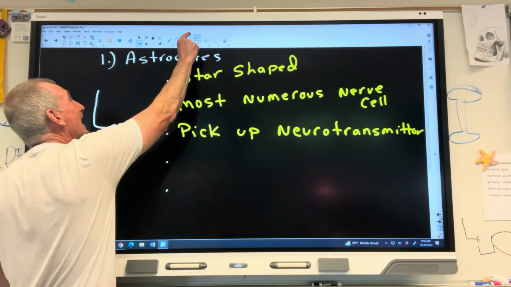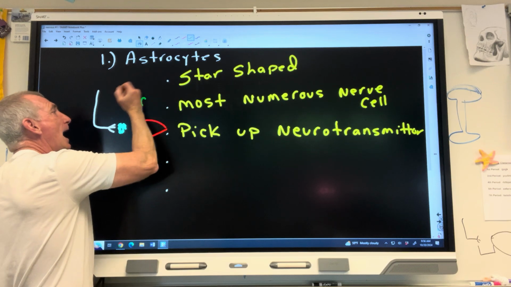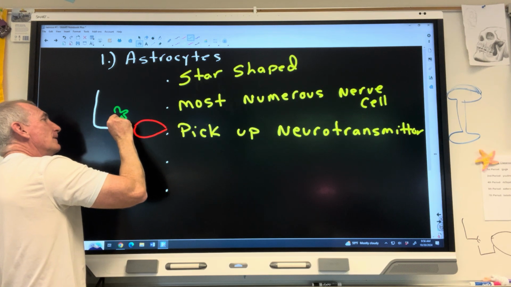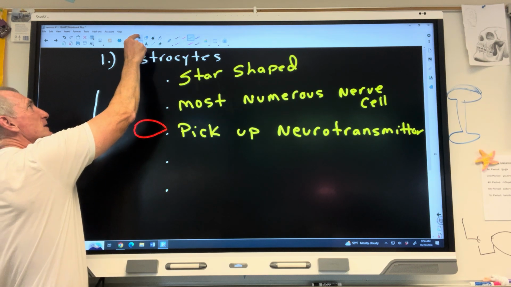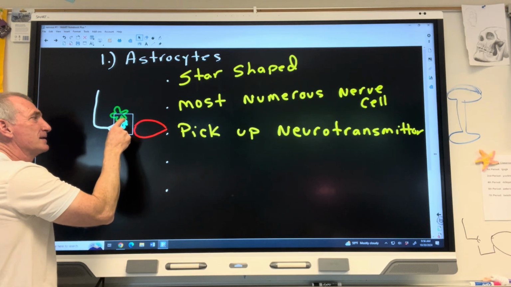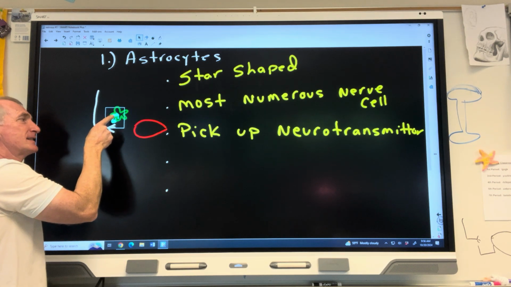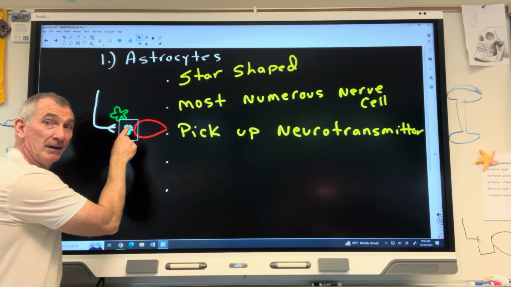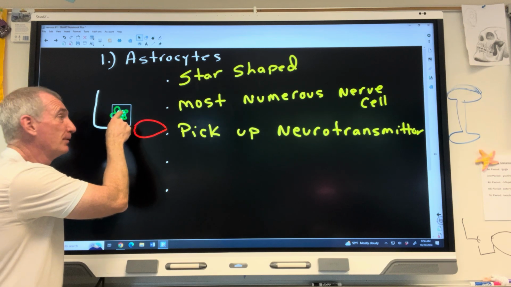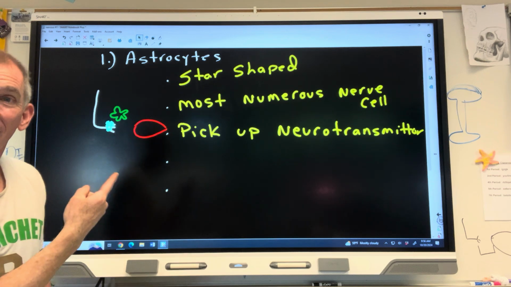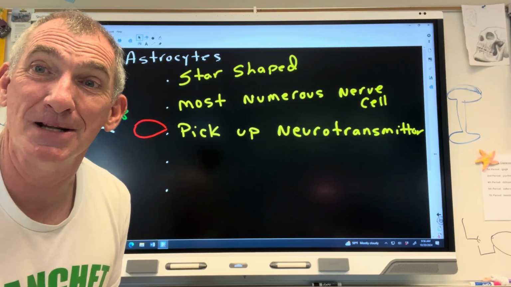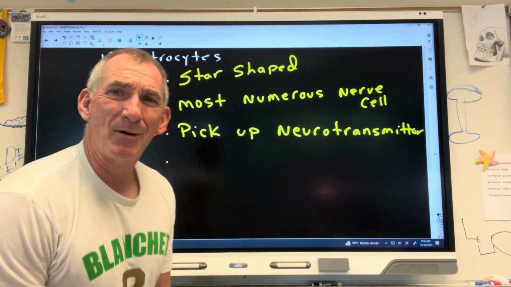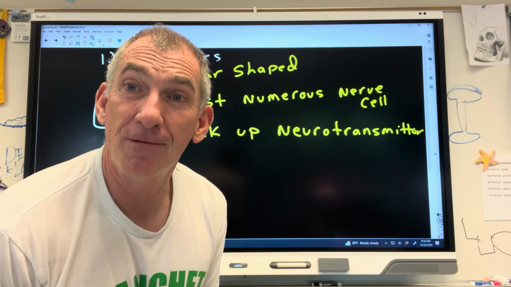Draw it. I'm telling you, they're star-shaped, they're like this, like that, like this, and like that. What the astrocytes do is they pick up the acetylcholine, and then they recycle it back to the nerve, so then the nerve can release the acetylcholine again. So it goes in here, the astrocyte picks it up, and then brings it back to the nerve. That's what I mean when I say they pick up neurotransmitters. Now the next thing: protect the neurons from the blood.